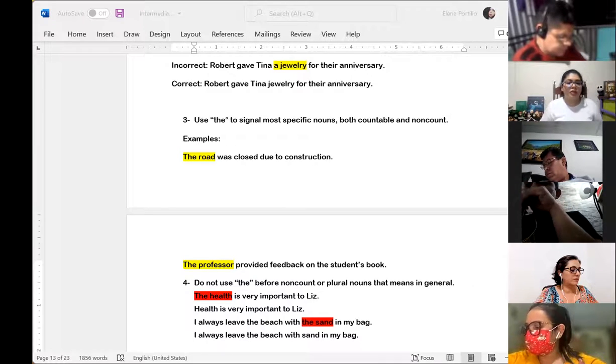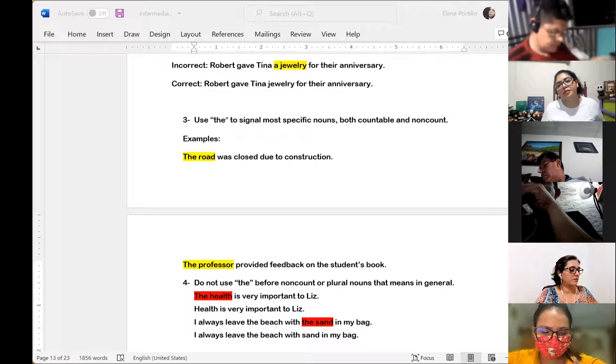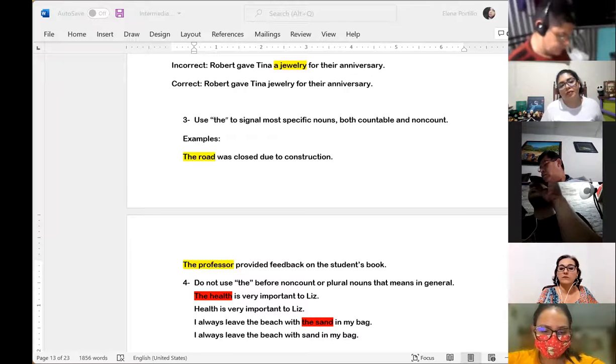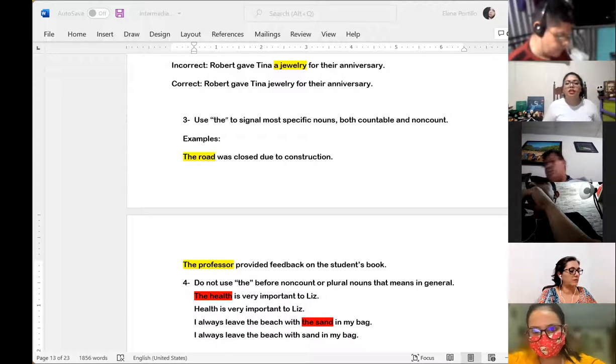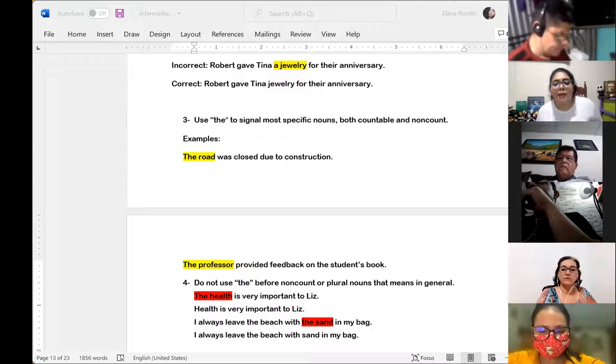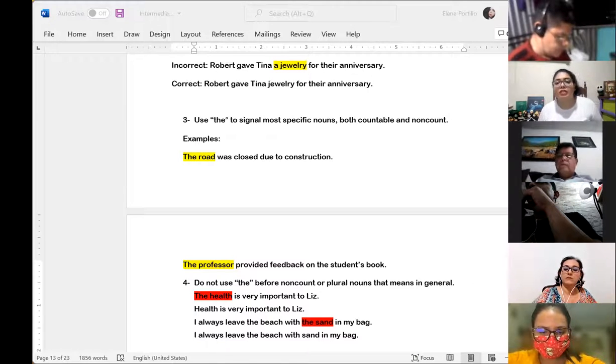Is there a sugar in my tea? Is there sugar in my tea? Without the A. What is the correct? Because I put, is there any sugar or some sugar? No, that's good. But in this case, you have to just not write the A.